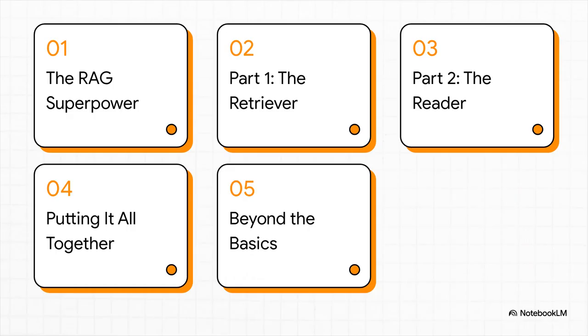All right, so here's the game plan. We'll kick things off with what RAG is and why it's such a superpower. Then, we'll get our hands dirty building the two main parts, the retriever and the reader. After that, we'll snap it all together and see it work. And finally, we'll talk about how you can take this thing to the next level.